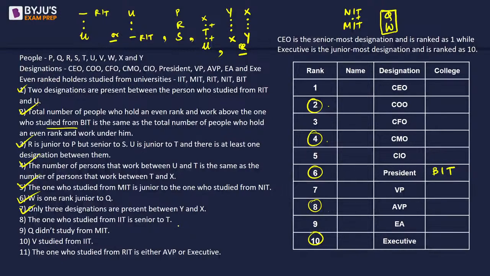The one who studied from IIT is senior to T. So above T, we need someone who is from IIT, right? Not necessarily consecutive. We don't know that. Q did not study from MIT. So do we have Q so far? Yes. So Q did not study from MIT. V studied from IIT. So now we can put V here. The one who studied from RIT is either AVP or executive. So RIT is AVP or executive, right? So we will kind of remember this 11th one.